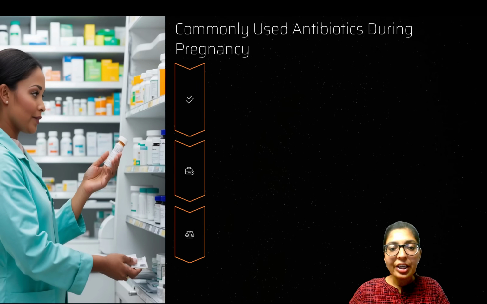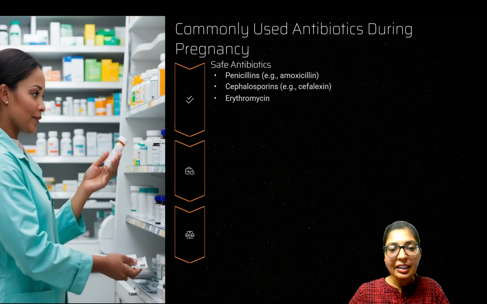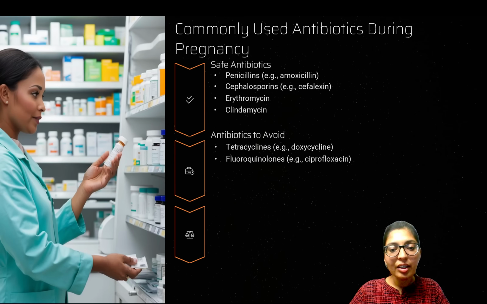Commonly used antibiotics during pregnancy. First one is safe antibiotics. So in penicillins, amoxicillin; cephalosporins, cephalexin; erythromycins, clindamycin. Antibiotics which should be avoided: tetracyclines, example doxycycline; fluoroquinolones, ciprofloxacin; sulfonamides, trimethoprim, sulfamethoxazole.